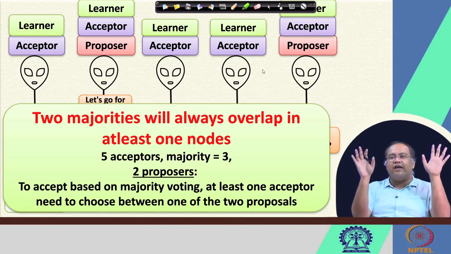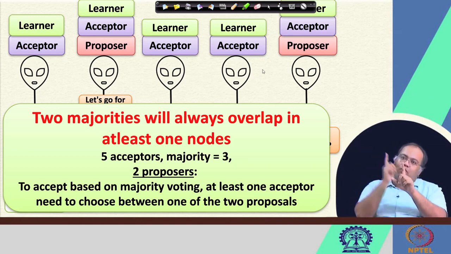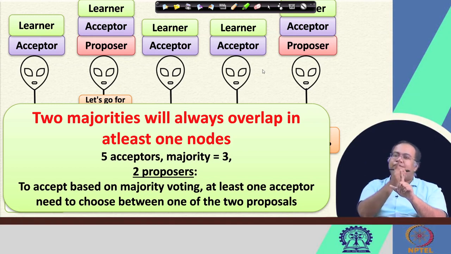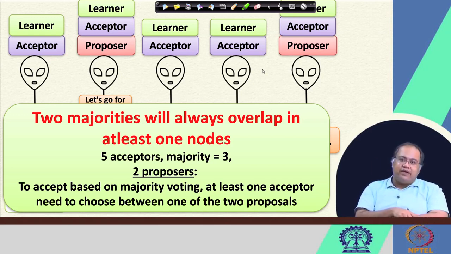But in total I know that I have 5 nodes, that means there is one node in common who will either agree for movie or agree for dinner. So, if that node agrees for movie, then movie becomes the majority. If that node agrees for dinner, then dinner becomes the majority. So that way, if you have 2 majorities, the condition of the majority is that these 2 majorities will always overlap in at least one node.